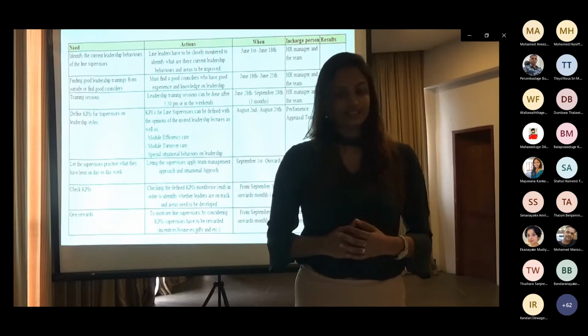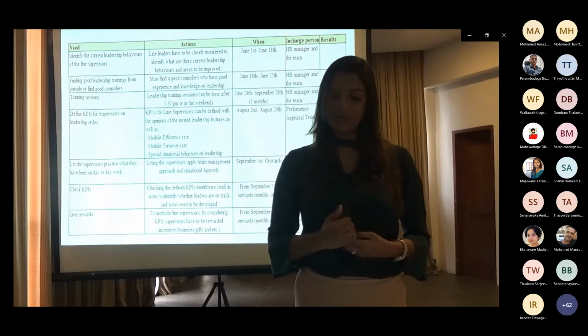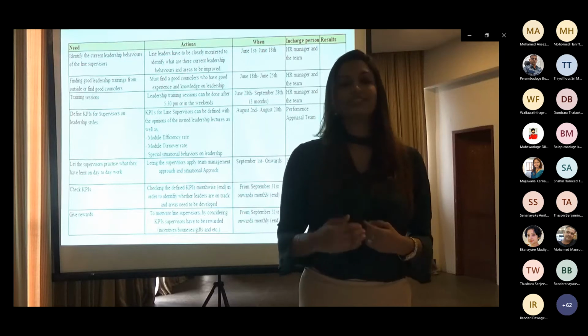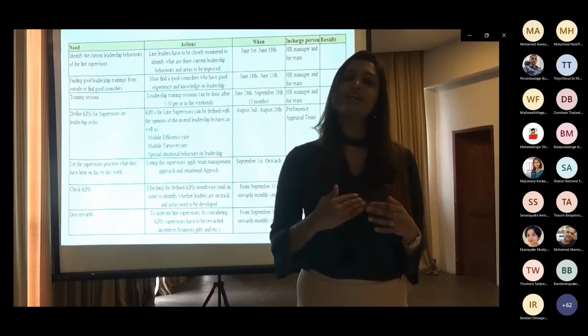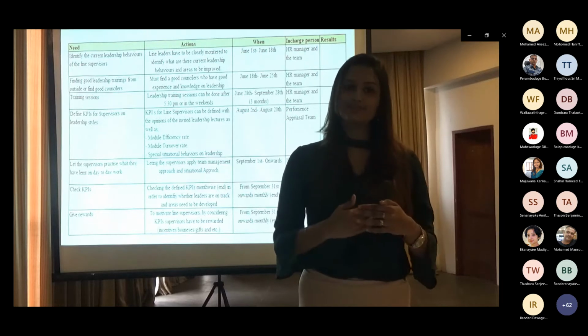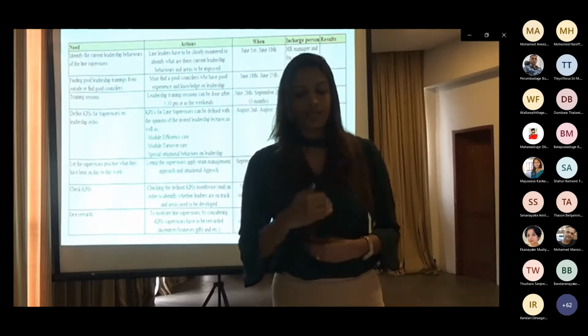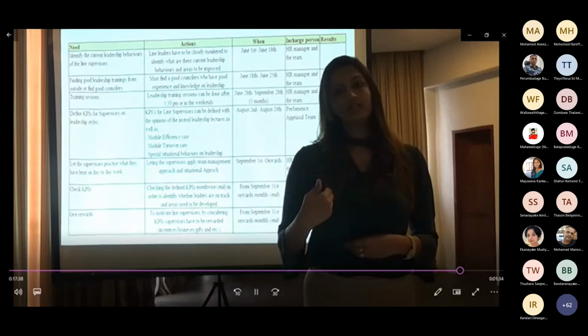After that, the next task is to check KPIs. Check the defined KPIs month-wise, always at month end, in order to identify whether leaders are on track or whether there are any areas to be trained. If there are any areas to be trained, they must be allocated some training as well. The allocated time is from September 31st onward to each month end, and the responsible persons are the performance appraisal team and the HR team.